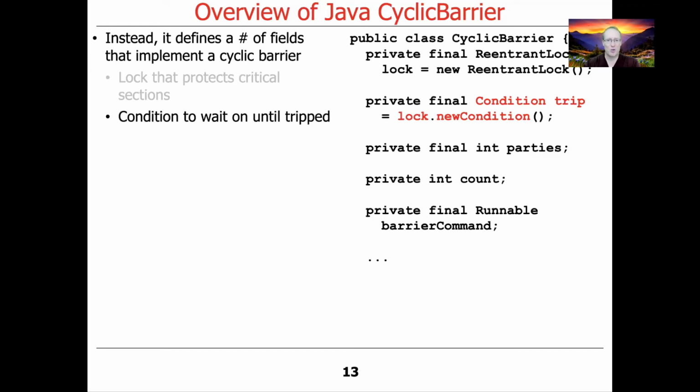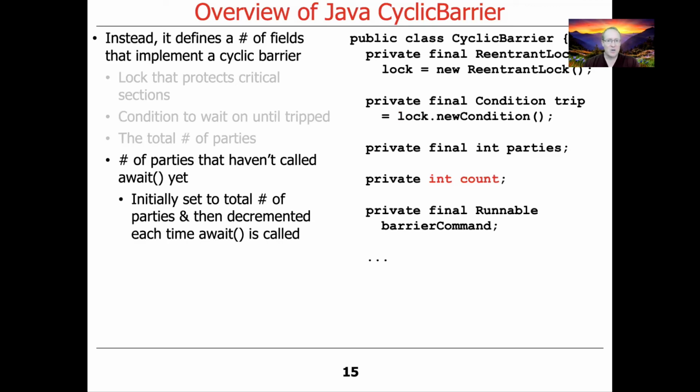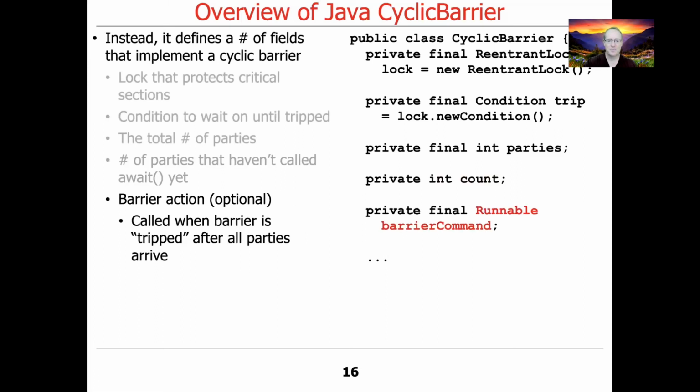Funny name, you're going to trip the barrier. It has a field that keeps track of the total number of parties, and this value is set initially by the constructor of CyclicBarrier, which we'll talk about in a moment. That's the number that we're waiting for. It also keeps track of the number of parties that haven't yet called await. This count will initially be set to the total number of parties, and then it's decremented by 1 every time a thread or a party calls await.